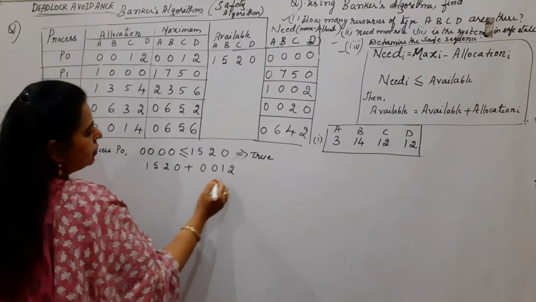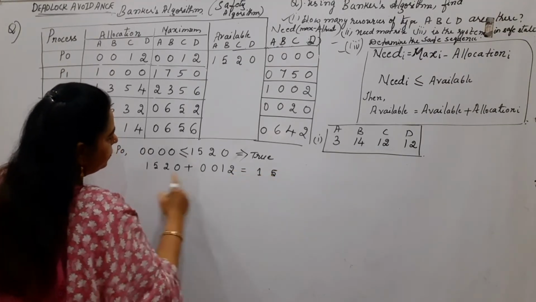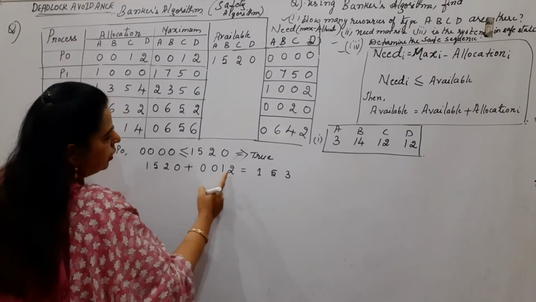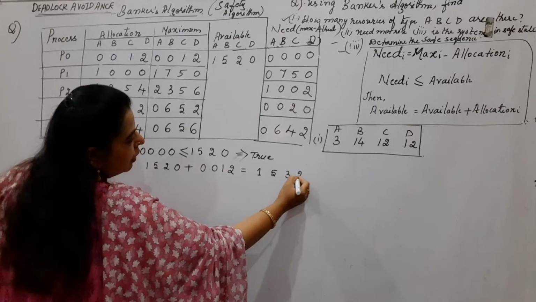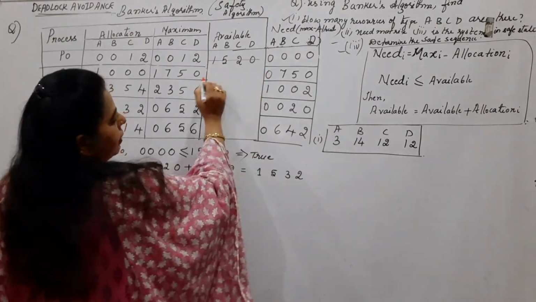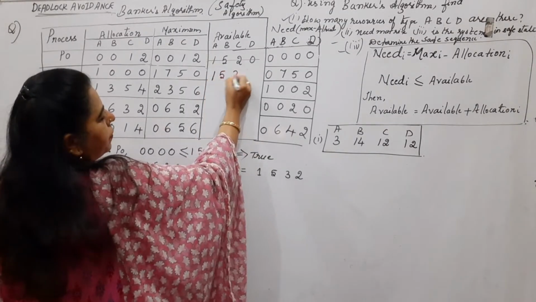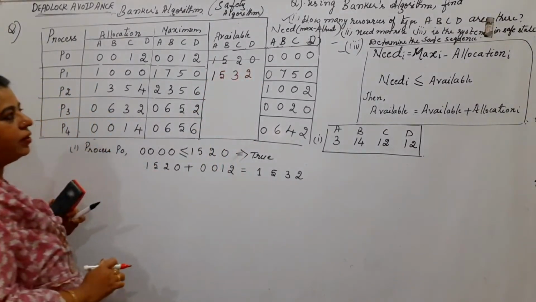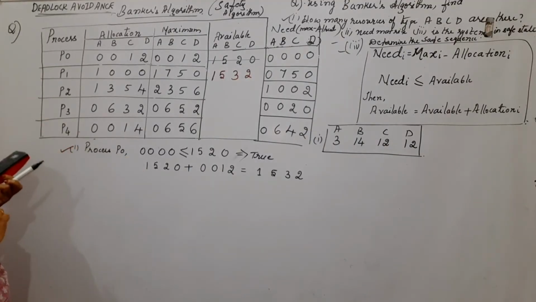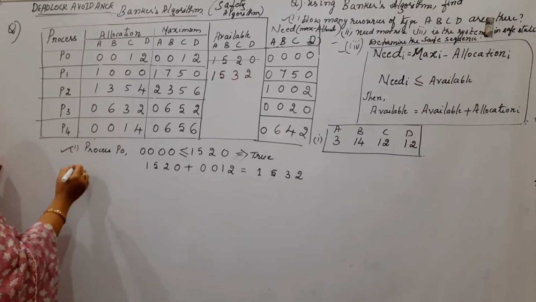So in this case it is how much now? 1, 5, 2 plus 1 is 3, and 0 plus 2 is 2: 1 5 3 2. So I'll update the value here. The new value is 1 5 3 2. So now the system has 1 5 3 2, and P0 can complete its job. So P0 has completed its job, and the system is back with whatever resources P0 had taken earlier.